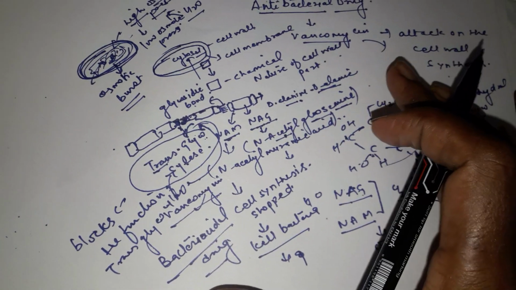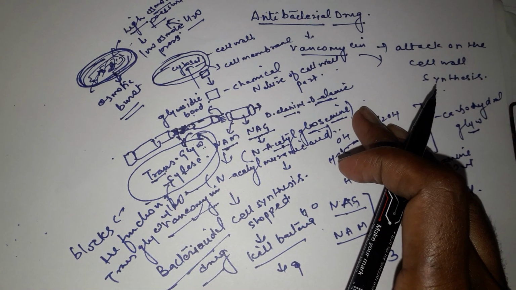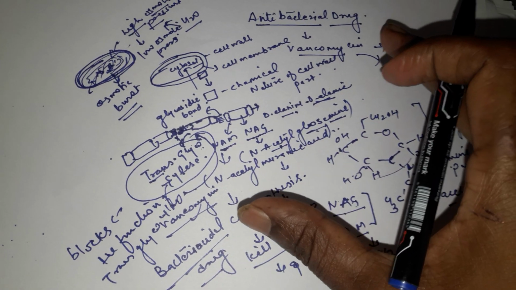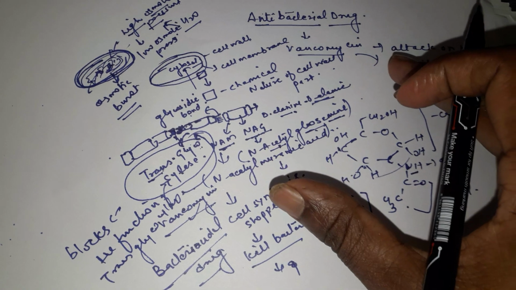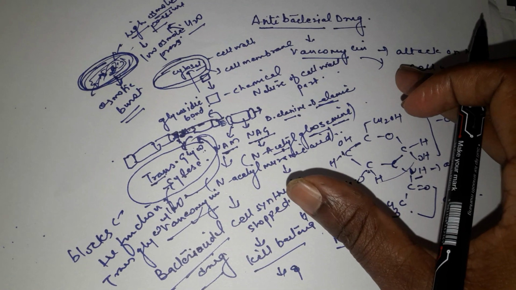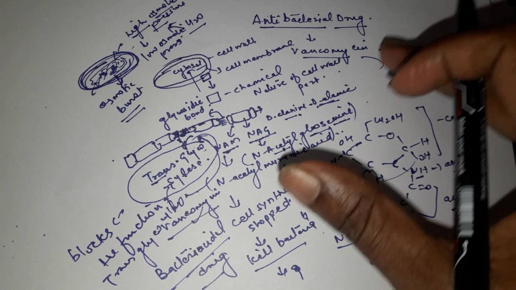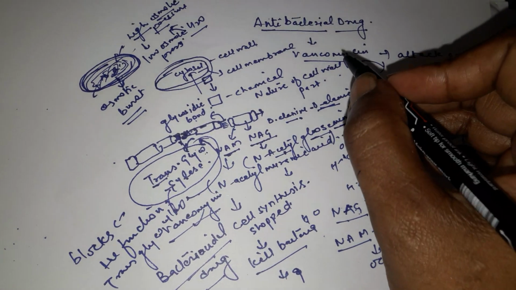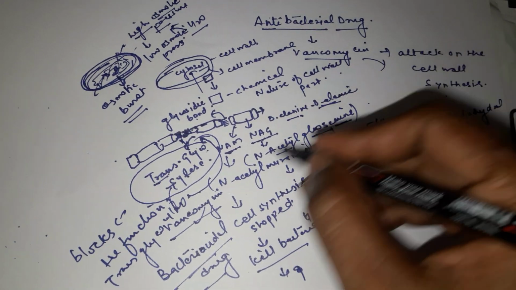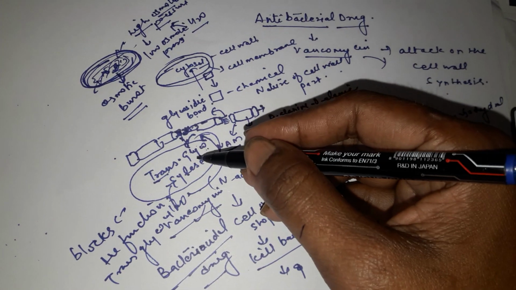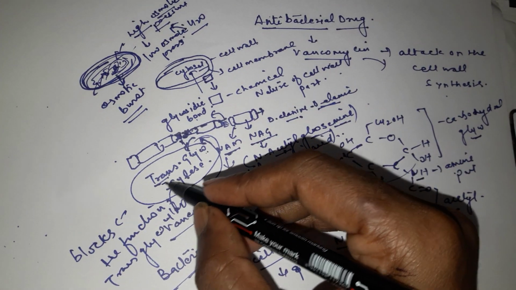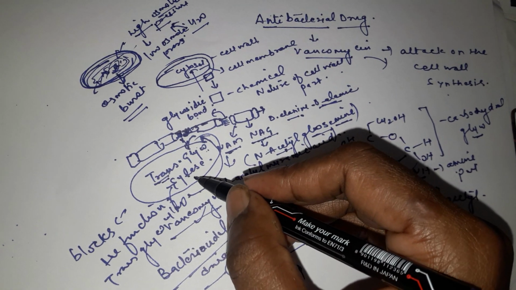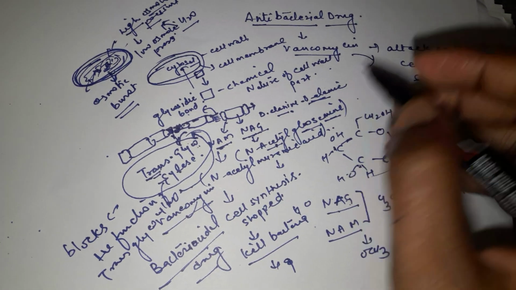This part is very important, because there are lots of bactericidal antibacterial drugs which act like that. I have discussed only vancomycin, but in this mechanism several drugs follow these rules, meaning they attack the glycosylase.